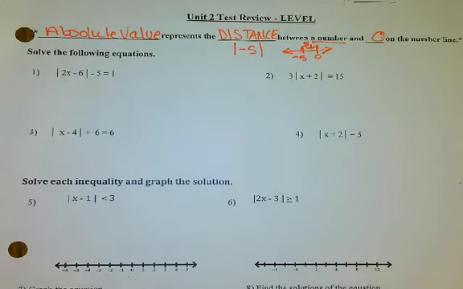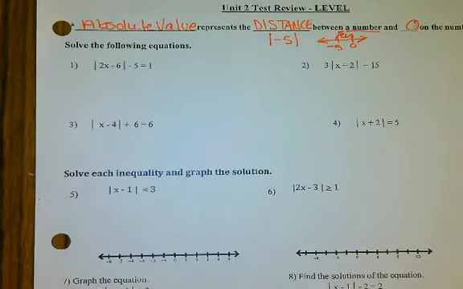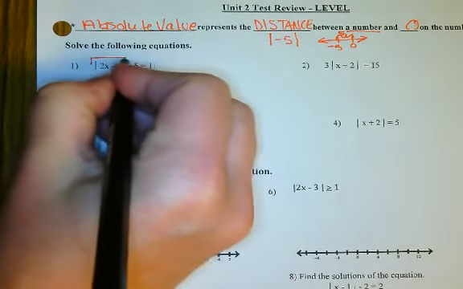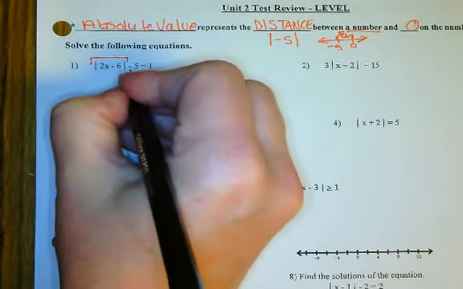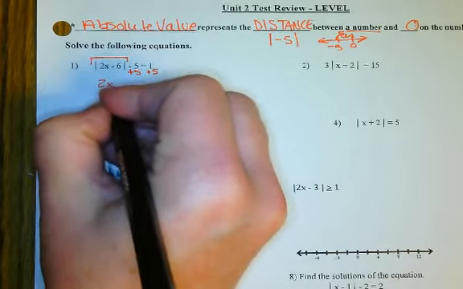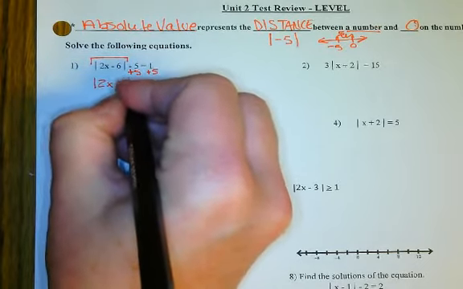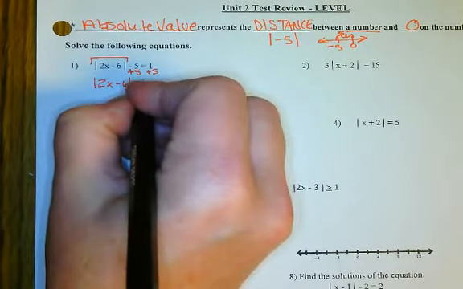Okay, so if I take a look at the first problem, the main thing you need to remember about absolute value is that you have to isolate the bars. So for instance, these are your bars right here. So you can tell I still have a -5, so I need to move that. So plus 5, plus 5. So what I now have is the absolute value of 2x minus 6 equals 6.